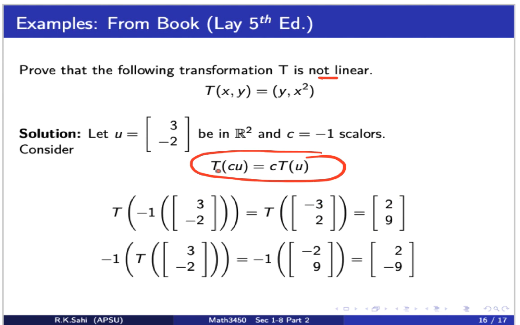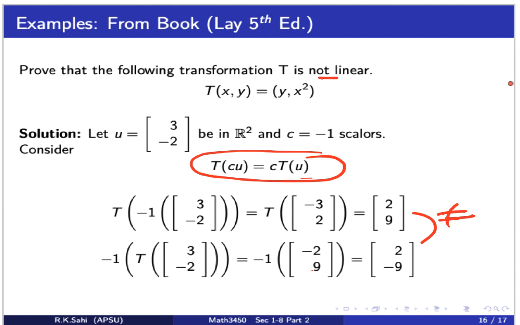Now, if it is a linear transformation, then T(cu) should always be the same as c times T(u). So let's look at that. So minus 1 times T of (3, minus 2). Now remember, when T acts on (3, minus 2), we get (minus 2, 9). That's how it is defined. Because minus 2 goes here and 9, and then when minus 1 is multiplied to this, we get (2, minus 9). Clearly, these two are not equal. And therefore, T is not a linear transformation.